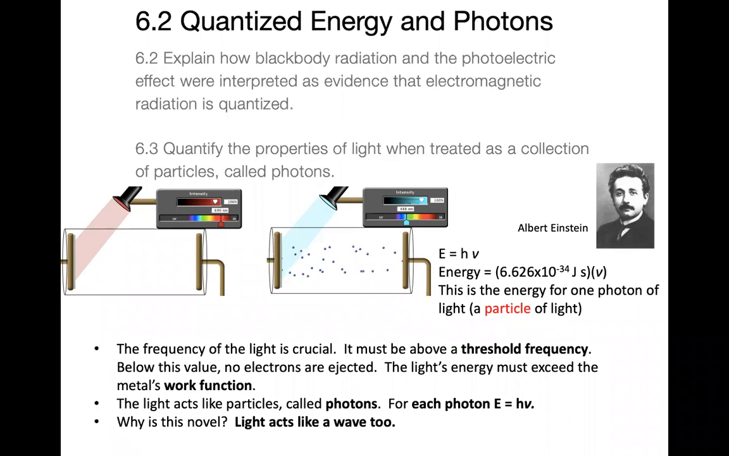His explanation for this was that the light was acting like particles, which are called photons, and each photon had this energy E equals h nu. And this was unusual because there are other experiments that would support the idea that light acts like a wave, and Einstein in this one is describing how it acts as a particle.